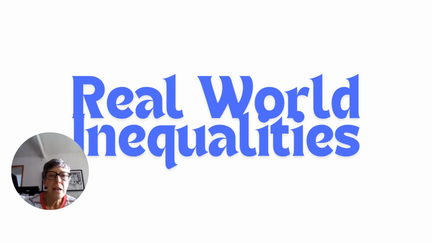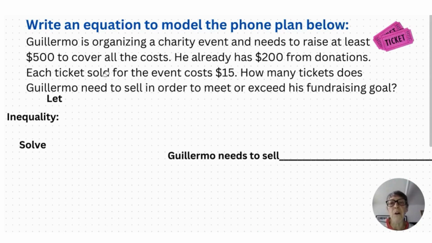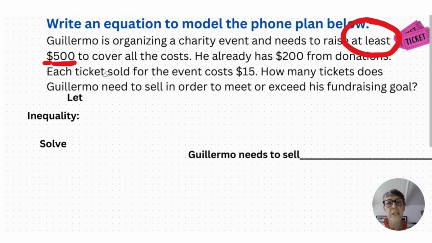Lindsay back again to discuss with you some real-world inequalities. In this problem, we have Guillermo, who is organizing a charity event and needs to raise at least $500 to cover all costs. Well, at least means 500 is the minimum he needs in order to cover all his costs. So he needs to raise greater than or equal to $500.